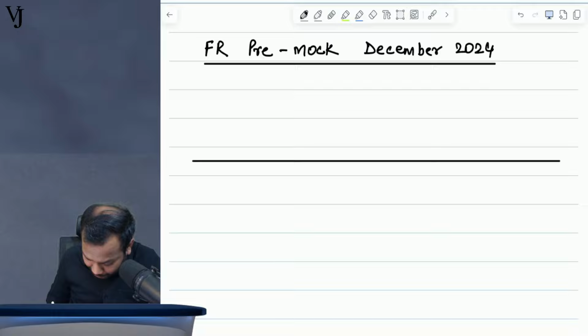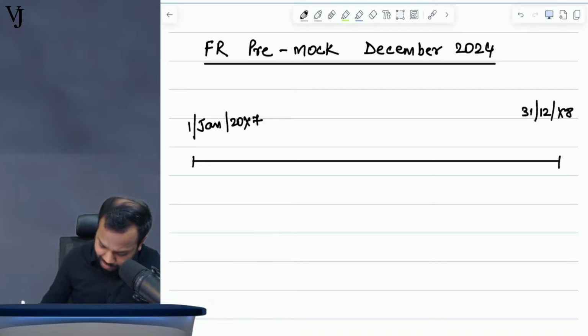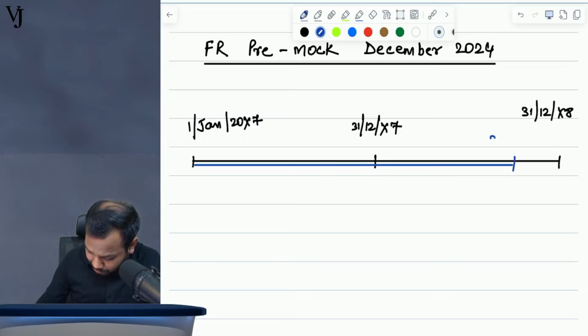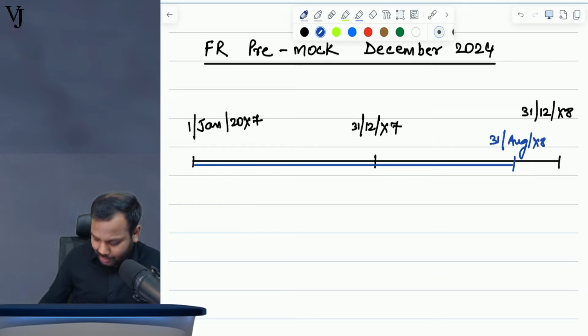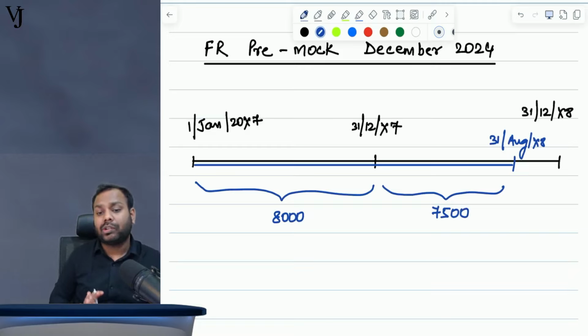Very good. So now it says that the construction of the factory started on 1st January 20x7. Now my reporting period is 31st December 20x8, so it is talking about 2 years. The construction started from this date and ended on 31st August 20x8. The question says that during the earlier period we incurred 8,000, and in this period we incurred 7,500. So this is the cost that we have incurred. Is that clear, everyone?